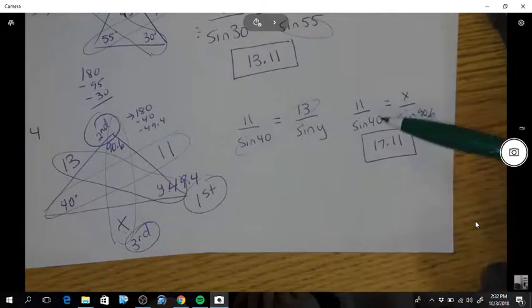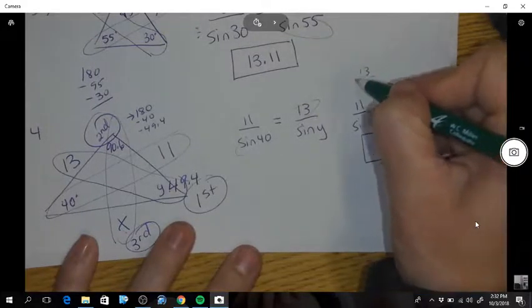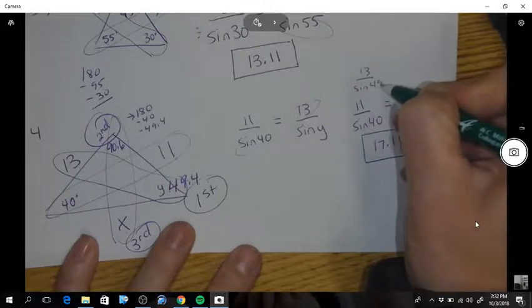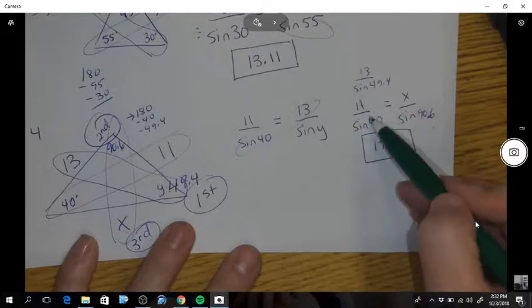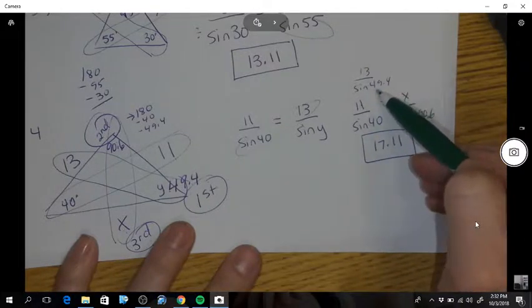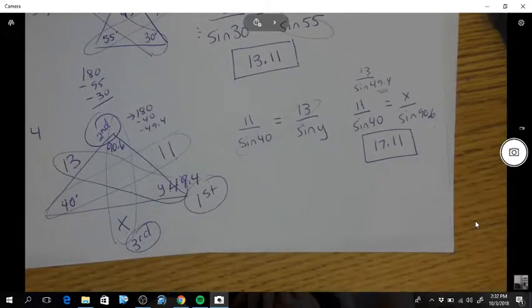When you are doing this second one, you could have technically, instead of doing this, you could have used 13 over sine 49.4, but I'd prefer you using this because this information was known, so it's more accurate than you using a rounded number. Okay, so just a little tidbit for accuracy.